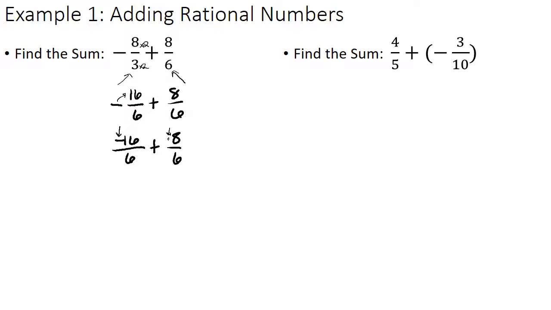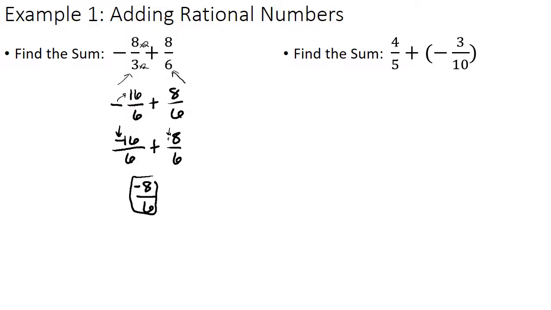So we can do 16 minus 8, which is just going to be 8. And then because our bigger number, 16, was negative, that means our 8 is also going to be negative. Now, because of addition and subtraction rules of fractions, we're just going to keep our denominator. And so now we have our answer, negative 8 over 6.